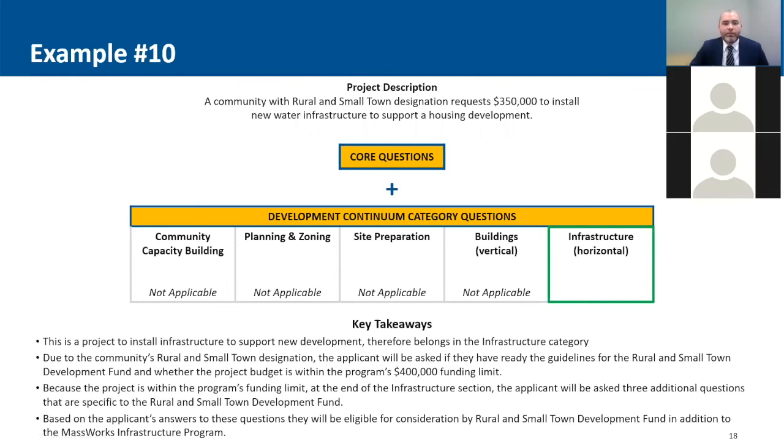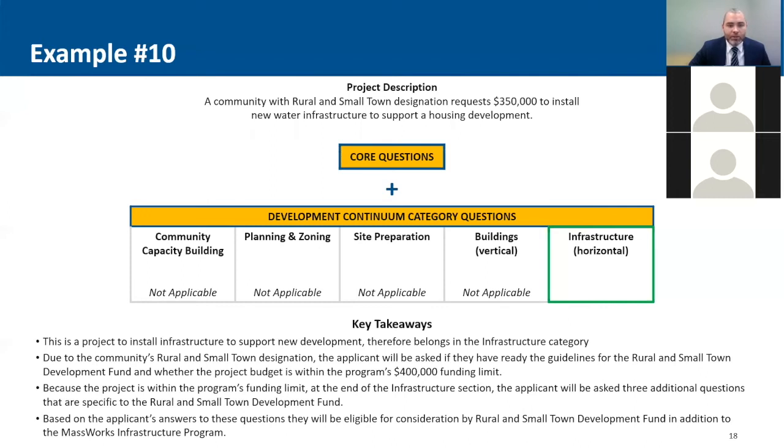Now I'd like to give an example specific to rural and small towns. Communities with rural and small town designation are eligible for consideration by the Rural and Small Town Development Funds for projects submitted in the planning and zoning, site preparation, buildings, and infrastructure categories. Similar to housing choice, rural and small town communities that apply in these sections will be asked if they have read the program guidelines and will then be asked if their project's budget is within the program's $400,000 award limit.